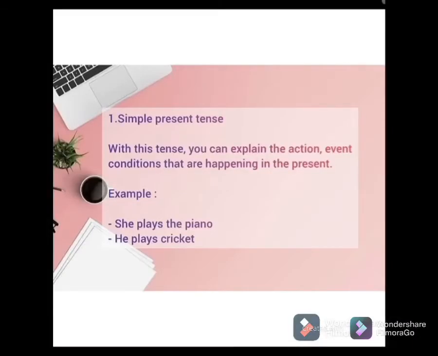Okay, I want to explain the present tenses. 1. Simple present tense. With this tense, you can explain actions, even conditions, that are happening in the present. For example, she plays the piano. He plays cricket.